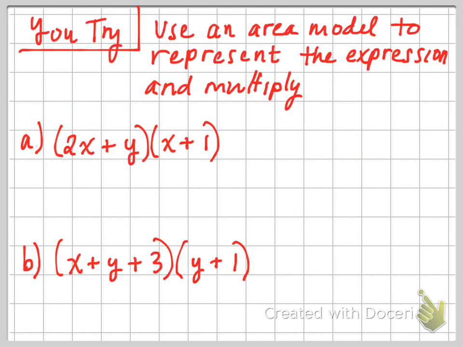So the last thing I'd like you to do with these notes is to write down these last two multiplication problems, and you're going to use an area model to represent the expression and then multiply. So you're going to create the rectangle, write in the terms, and then multiply together to get a final answer. We will be going over this in class tomorrow, so feel free to ask questions about anything you are confused on.